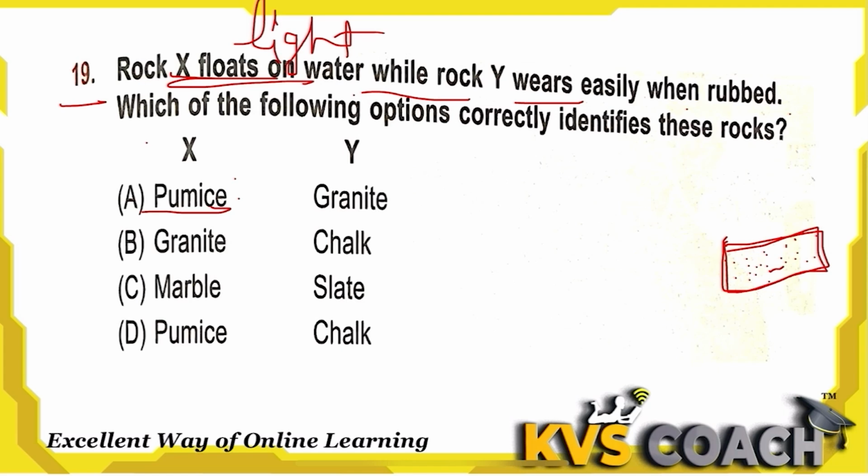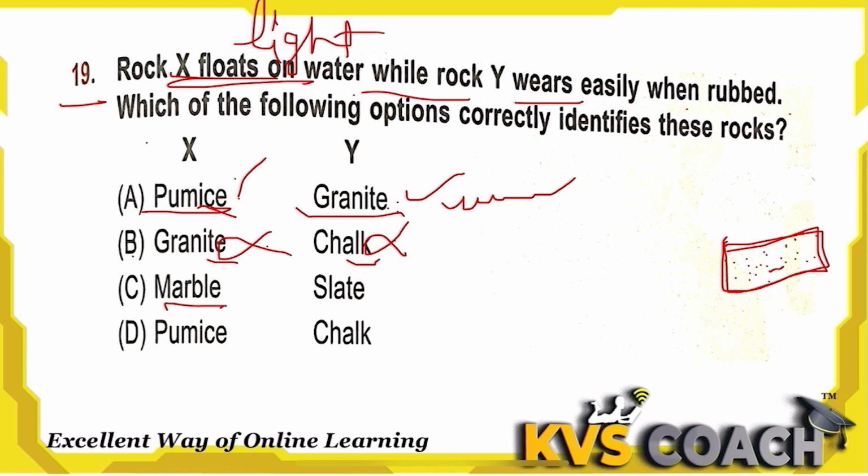Or an extremely porous rock. And what is granite? Granite, we can easily rub it. Yes, we use it in the lead of pencils, and we can rub it easily and write down anything. Option B: granite is light and chalk is heavy. Wrong. Chalk is light and granite is heavy actually. Here pumice is light, right, and granite can be rubbed.